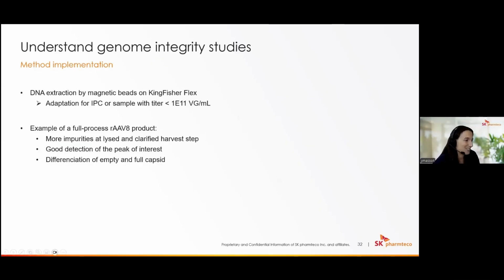Thanks, Steve, for the introduction. For the implementation of the CGE-LIF method, we started working on the extraction step of DNA from our AAV product. We started with the setup of an automated magnetic bead extraction of our DNA using the KingFisher Flex and a DNase I treatment to reduce DNA impurities. To obtain the minimum required sample quantity of 1×10^11 vg per ml for the analysis, we had to adapt the extraction conditions.